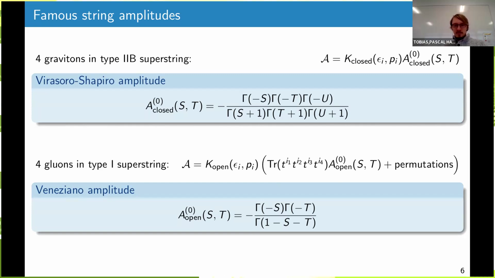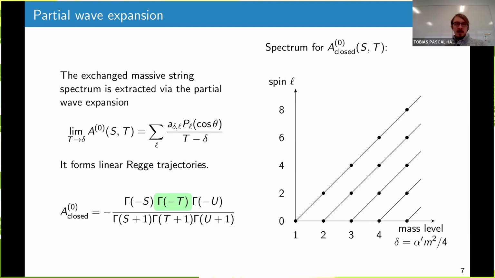Okay, so we have these amplitudes. How can we analyze them and learn more about their properties? One thing is the partial wave expansion. So we can analyze the resonances or poles of these amplitudes and learn what particles are exchanged in this amplitude by expanding the residues in terms of these partial waves, these polynomials depending on the scattering angle.